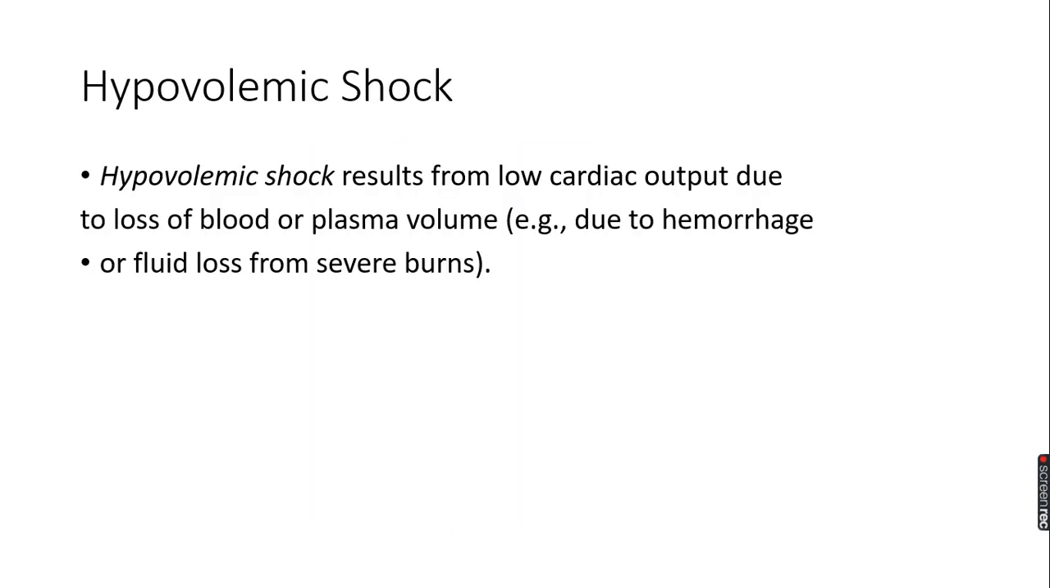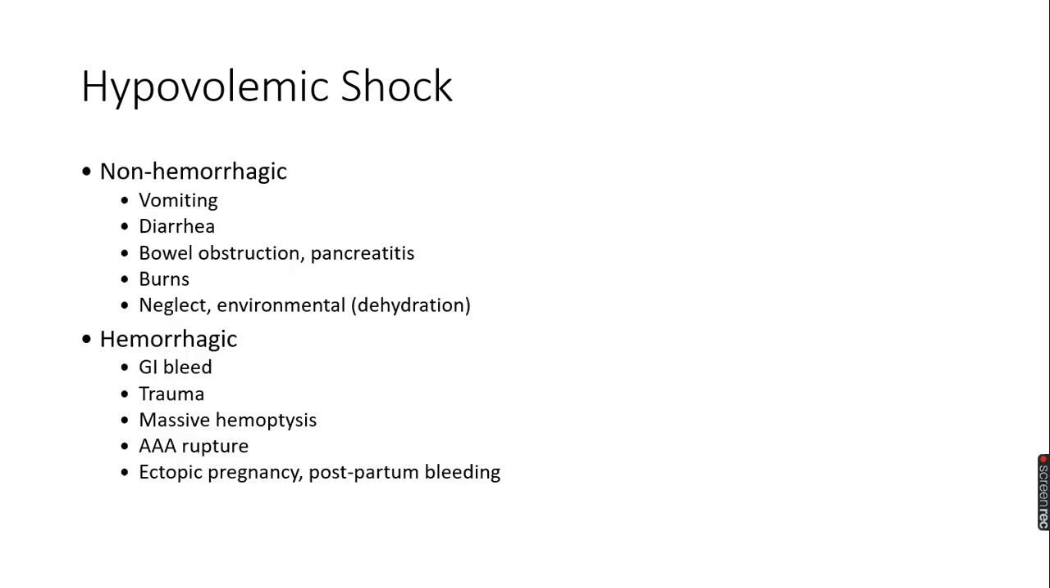So hypovolemic shock. Hypovolemic shock results from low cardiac output due to loss of blood or plasma volume, for example, due to hemorrhage or fluid loss from severe burns. Hypovolemic shock can also be classified into non-hemorrhagic and hemorrhagic shock. The non-hemorrhagic shock includes vomiting, diarrhea, bowel obstruction, pancreatitis, burns, neglect, or environmental causes, such as dehydration. And the hemorrhagic shock includes GI bleed, trauma, massive hemoptysis, abdominal aortic aneurysm rupture, ectopic pregnancy, and postpartum bleeding as well.